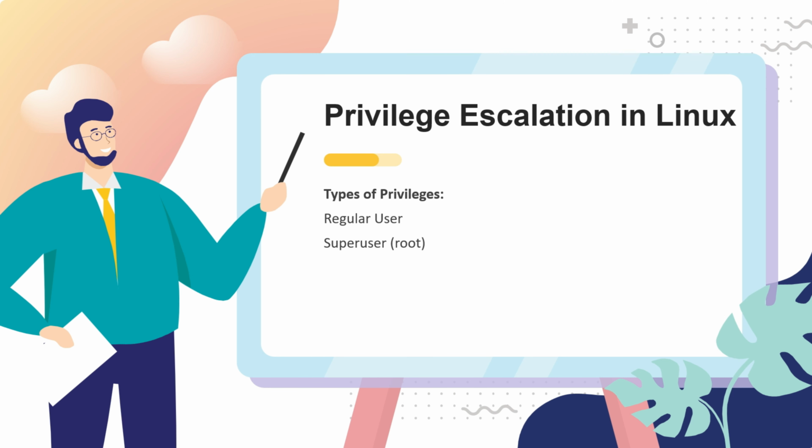So in this chapter, we're going to discuss privilege escalation in Linux in the theory part. So there are types of privileges. The first one is regular user and the second one is super user, which is root.